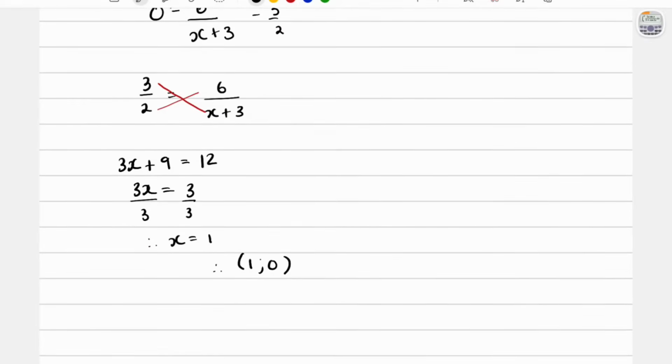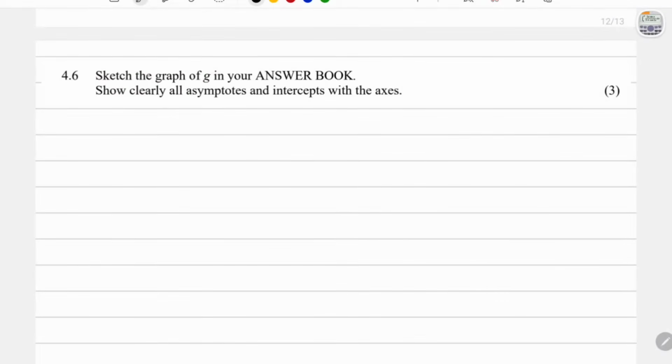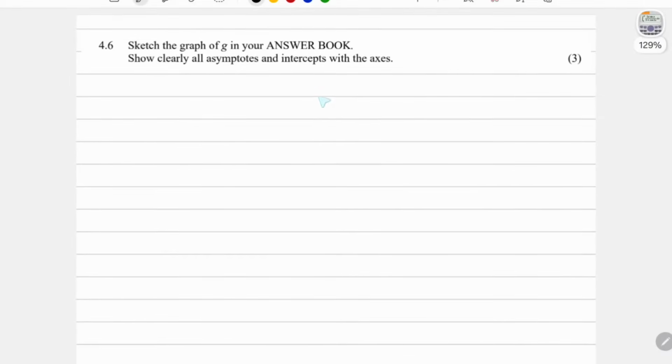Moving on to the next question. 4.6 says, sketch the graph of G in your answer book. Clearly show all asymptotes and intercepts with the axes. So we already have most of the work done for us.